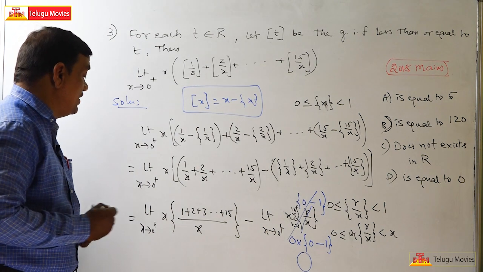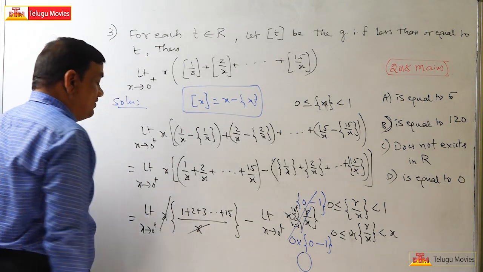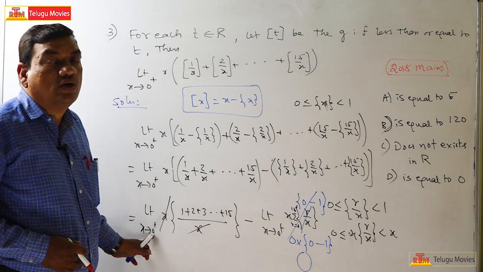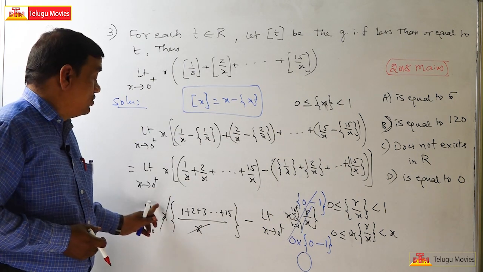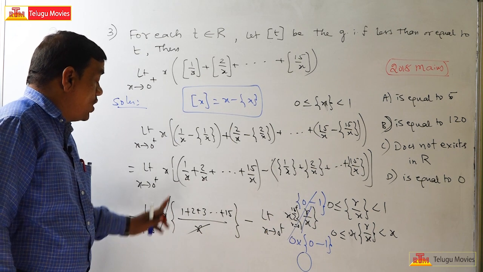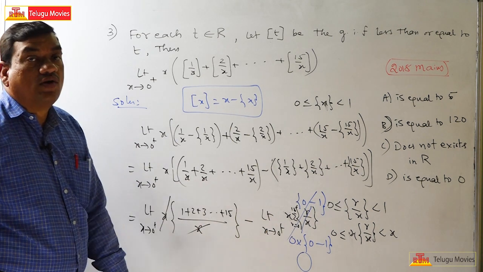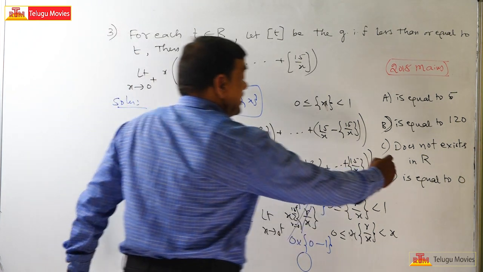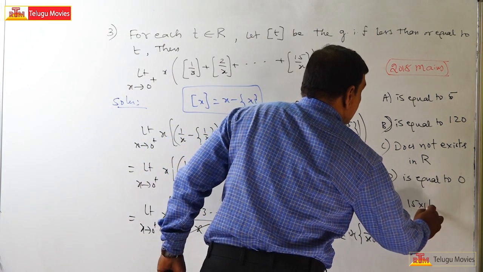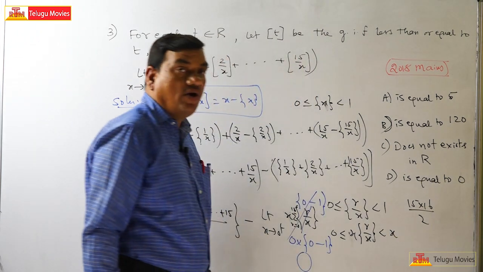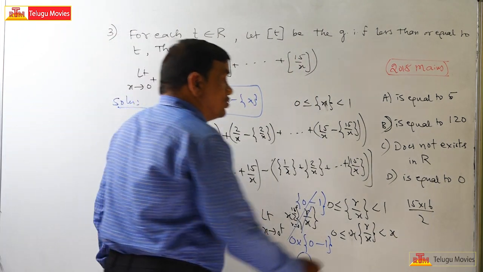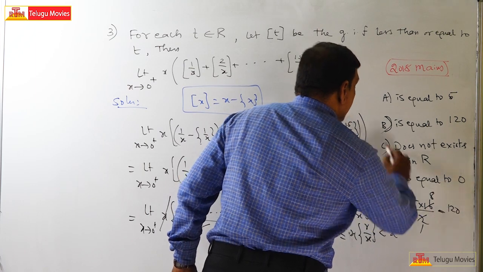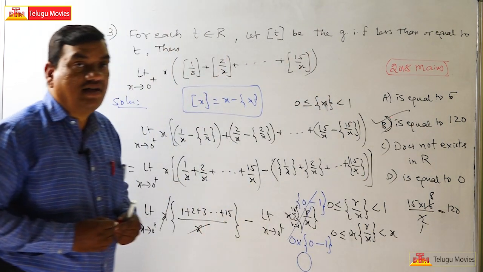Understand this? Coming to here, x will get cancelled. Why? Because x is approaching 0, so x cannot be equal to 0, and therefore we can cancel x. 1 plus 2 plus 3 and so on up to 15, the sum of the first 15 natural numbers, is nothing but n into n plus 1 by 2, that is 15 into 16 by 2. So 2 8s are 16, 15 times 8 is 120. So 120 is the correct answer.